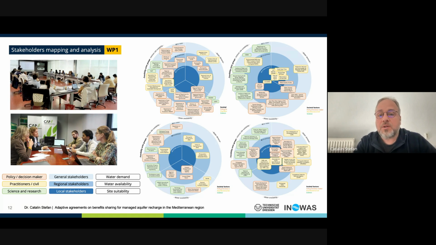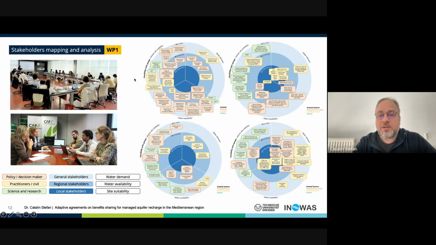So who are the stakeholders? And we looked here at different dimensions. So you see here one example of a stakeholder map as was developed in the project. The different colors represent the different stakeholder groups. And we look at policymakers, let's say decision makers, and there are quite many of them. So each of them has something to say in MAR implementation. That's why it's important to know them.